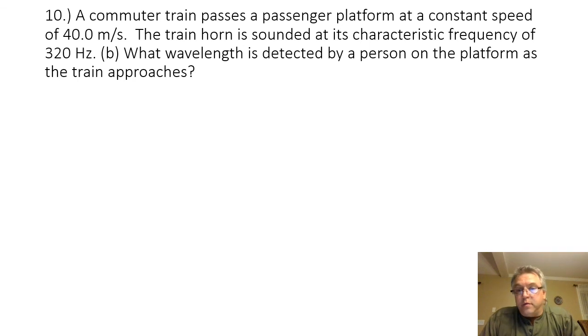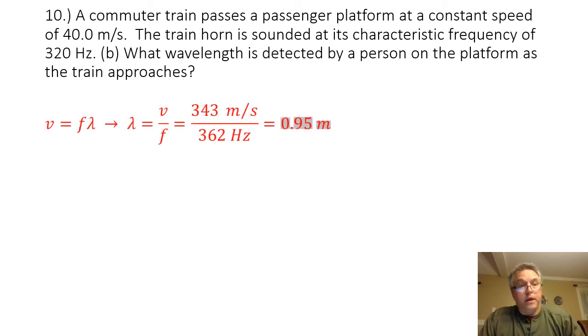The second part of problem 10 asks what wavelength is detected by a person on the platform as the train approaches. So in order to find the wavelength, we need to use our wave speed formula. And I want to solve my wave speed formula for wavelength, which is lambda. So I know that the wavelength is going to equal the velocity of the sound wave divided by the frequency of the sound wave. So the velocity of the sound wave is 343 meters per second.